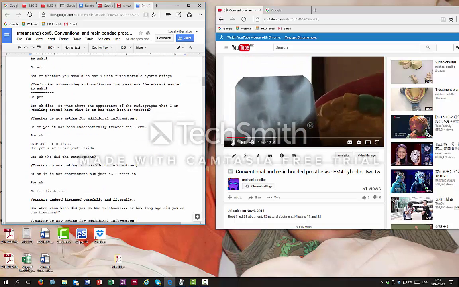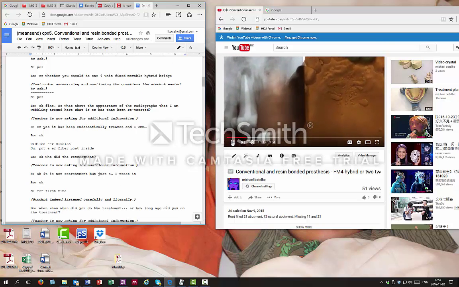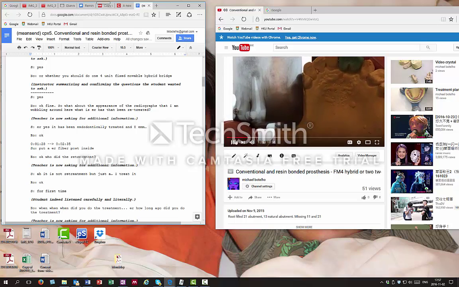Yes. Okay, fine. So what about the appearance of the radiograph that I'm wobbling around here? What is there? Is that going to be treated? Yes, it has been endodontically treated, and I put a final post inside.